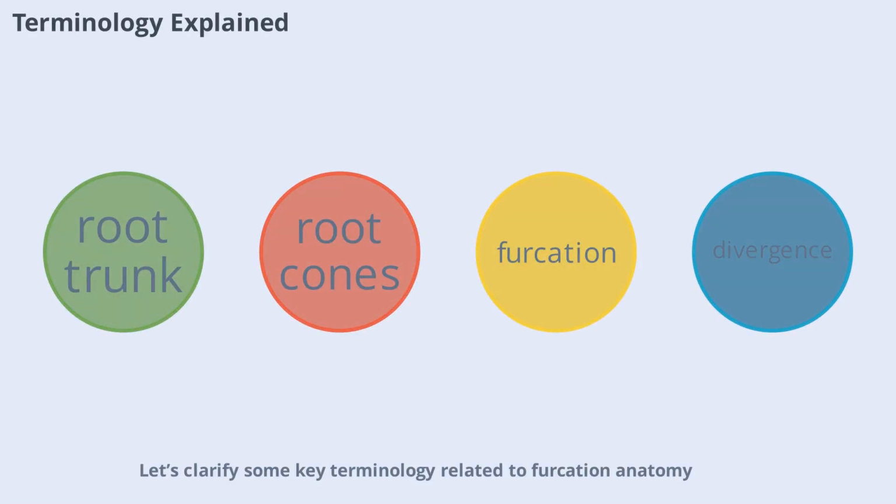Let's clarify some key terminology related to furcation anatomy. The root trunk is the undivided region of the root, while root cones are found within the divided region. The furcation is the area between individual root cones, and the furcation fornix is the roof of this space. Divergence describes the increasing distance between roots as you move apically. The coefficient of separation measures the length of root cones in relation to the root complex. Understanding these terms is essential for diagnosing and managing furcation involvement, as each anatomical feature can influence disease progression and treatment outcomes.